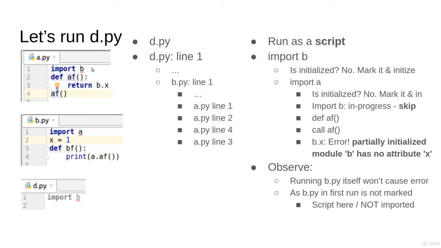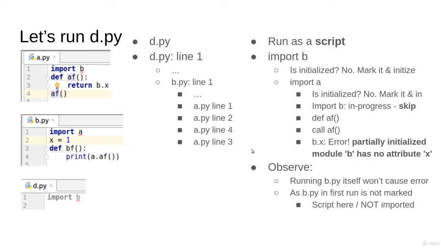Importing A is asking to import B again, but we are in progress. Skip and go back to B. Skip and go back to continue in A. Like B will not be initialized. We go back to here. Now initialize A.F. That's okay. Call A.F in line 4. That's okay. At line number 3, we ask for B.X. We will get an error. It will say partially initialized module B has no attribute X.